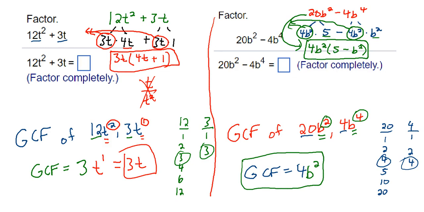All right, maybe use a different color even. So you're going to write it in front of your parentheses. And then you set up your parentheses, and then you just mentally determine what's left over from each term when you take that away.